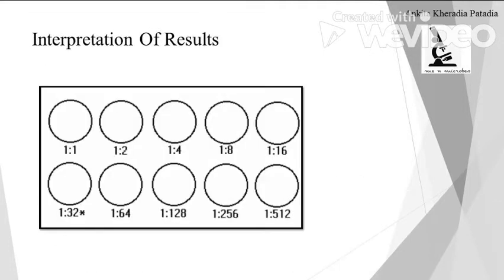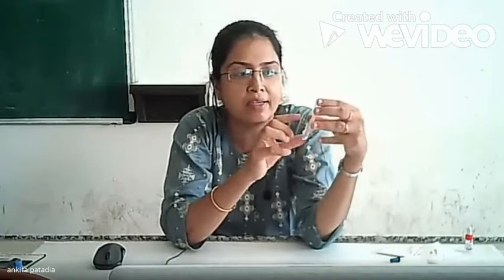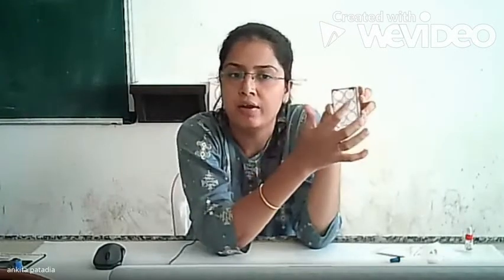See, like this, 1:1. So 1 drop of serum and 1 drop. 1:2, 1:4, 1:8, 1:16, 1:32. So let's begin the procedure. This is the disposable card having clear background. We have already marked it as a positive control, negative control, and test over here.